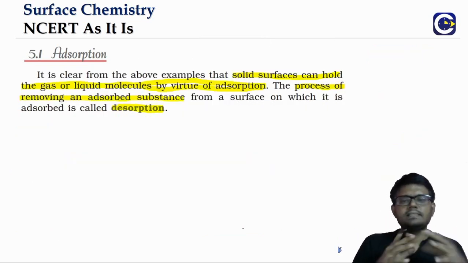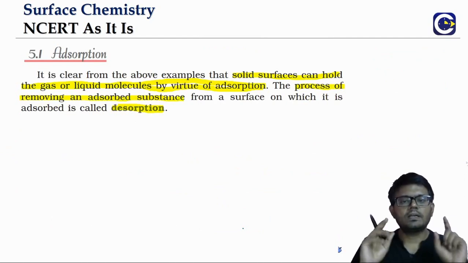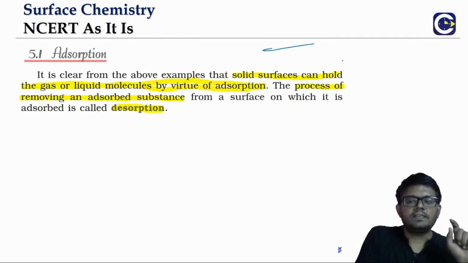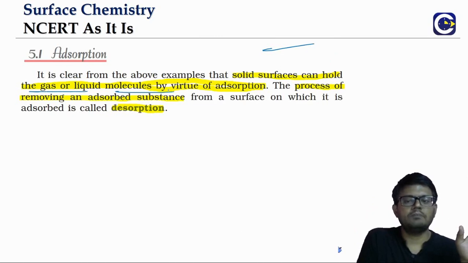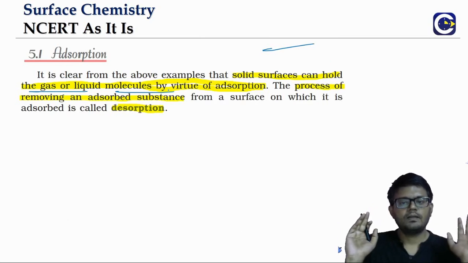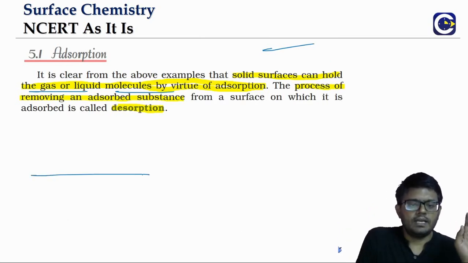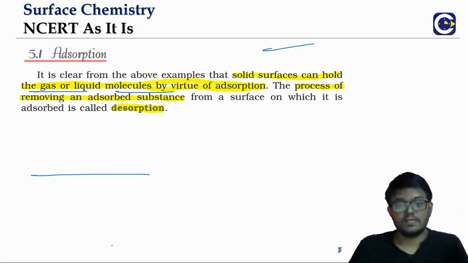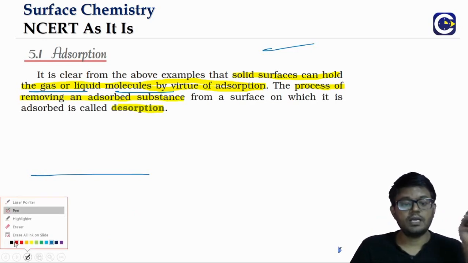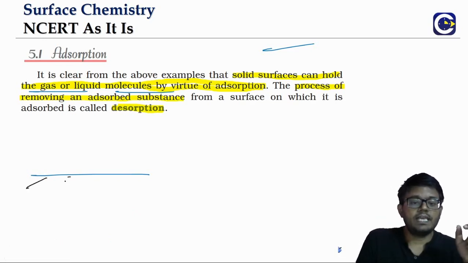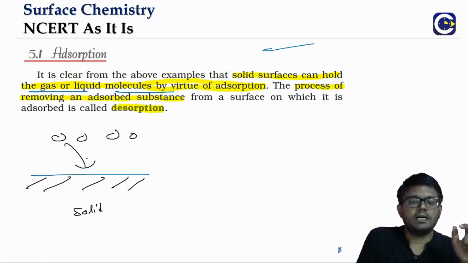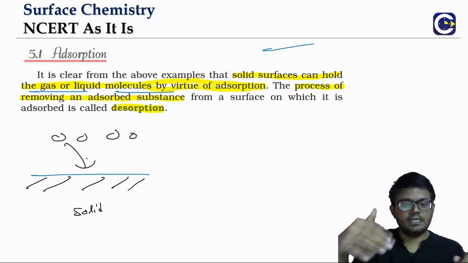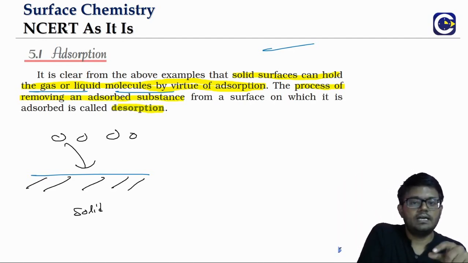Now when you look at all these examples, one thing that will come to our mind, what is it? Solid surfaces can hold gas or liquid molecules due to the phenomenon of adsorption. And whenever we look at any phenomenon, like in the equilibrium chapter, we have learned something: for every forward phenomenon, there will be a reverse phenomenon, whether it is physical or chemical. Now what we are saying is, look, we have a solid. The particles from the gas or liquid come and settle on the solid surface. This is what we call adsorption.